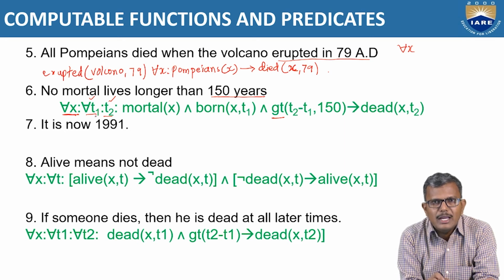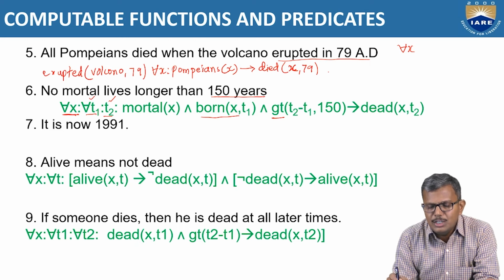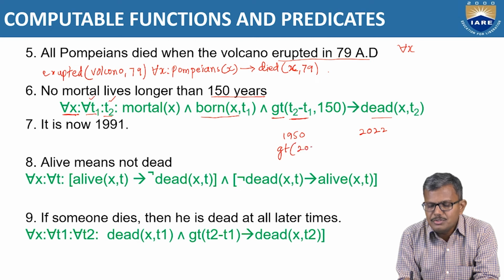Similar to that, here also I need two time periods. That's why I have taken T1 and T2. What is T1 talking about? The birth, when he was born. And T2 is talking about death. Born and dead. So we are going to check the greater than. GT means greater than, applied to T2 and T1. So for example, if this person died in 2022 and was born in 1950, it becomes GT of 2022 minus 1950, and 150.